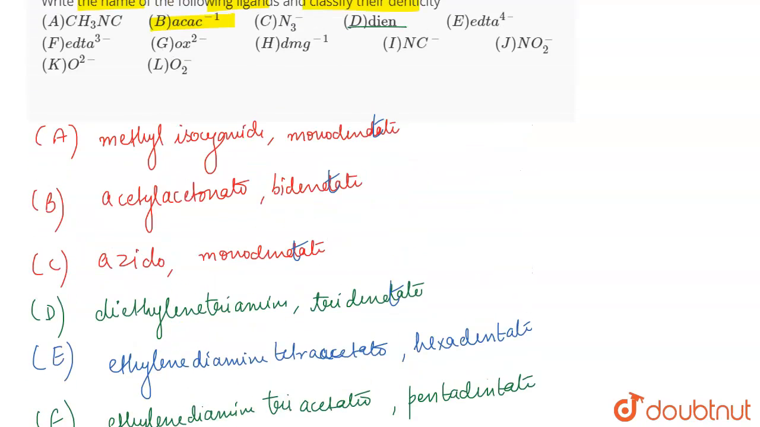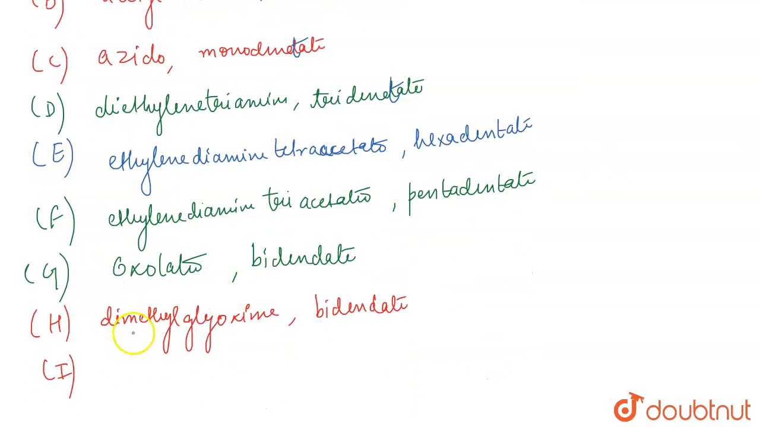Now, the next one that we have is actually isocyanide, right? The next one is NC minus, okay? So, this is isocyanide. And this dimethylglyoxime is also known as dimethylglyoximato. Okay. Now, isocyanide, and it is monodentate, right? It donates through one atom.